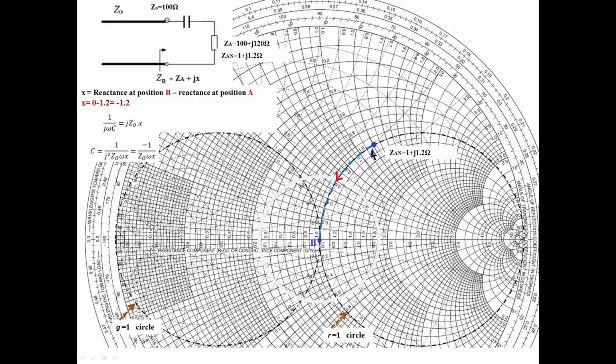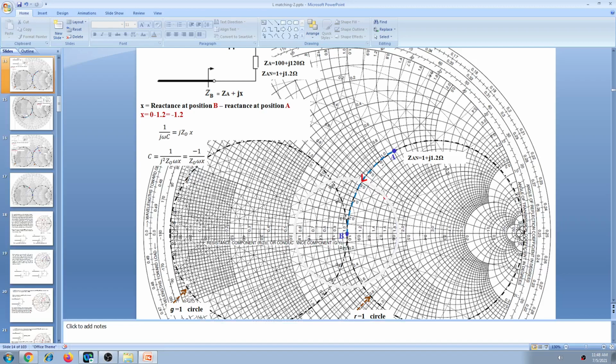Here it is easy to reach this point, because our load point is already on the R is equal to 1 circle. But if you are not on the R is equal to 1 circle or the G is equal to 1 circle, you cannot reach this point. If you are somewhere here, for example on this circle, we could not reach.